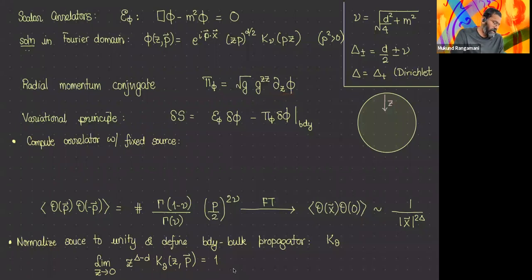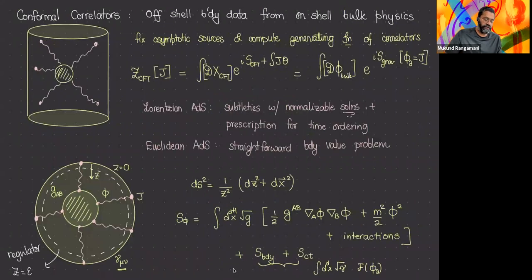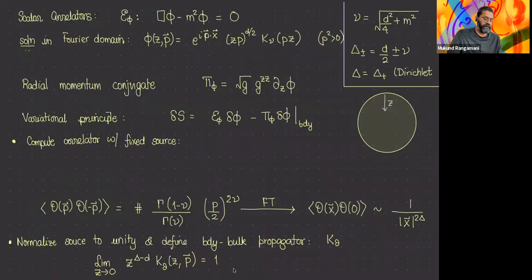Okay. And then you can just compute the variation of the action. You'll get the usual piece, which is the equation of motion times the variation of the field. And then you'll get another piece, which is coming from integration by parts. When you derive the equation of motion, you have to integrate this first term by parts. And that term will give you one boundary term proportional to pi phi.